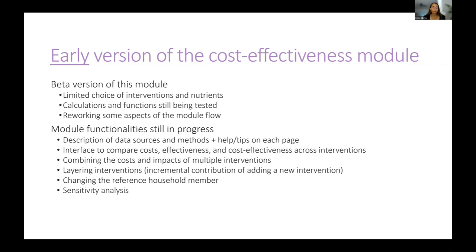Related, there are several planned functionalities that are still under development and are not part of the current release of the module, including a user interface to directly compare cost effectiveness across multiple interventions, and the ability to combine the cost and impacts of multiple interventions, a kind of layering of interventions. In essence, being able to estimate incremental contributions of adding a new intervention, changing the reference household member from the adult female to some other household member, and also incorporating sensitivity analysis.